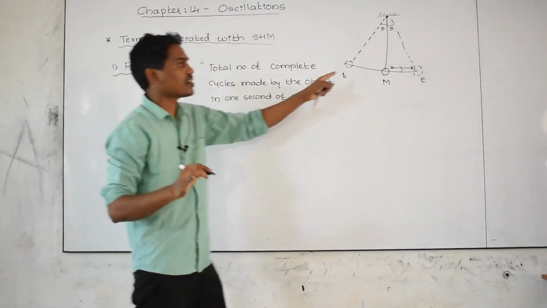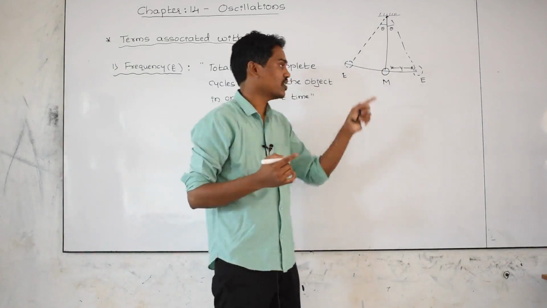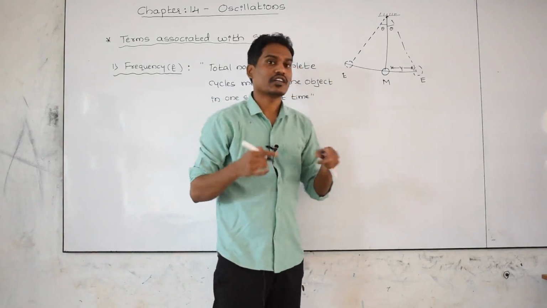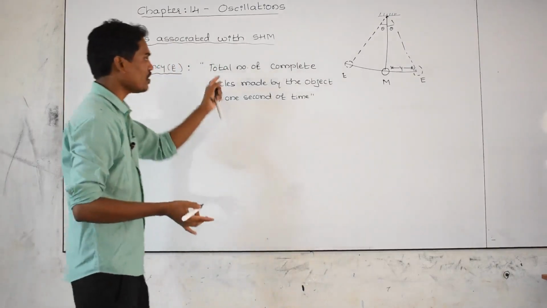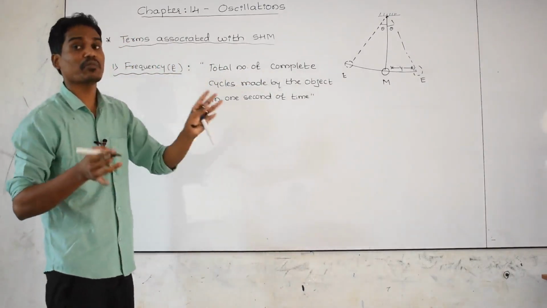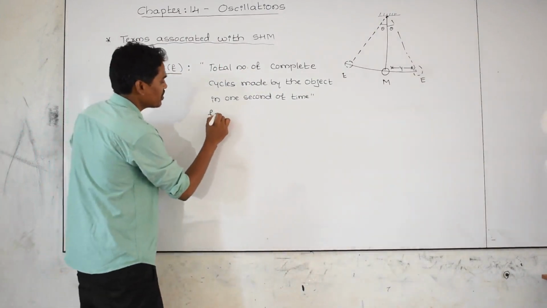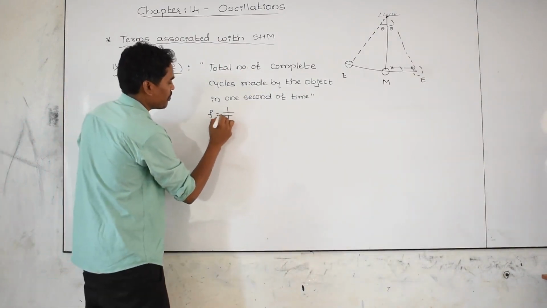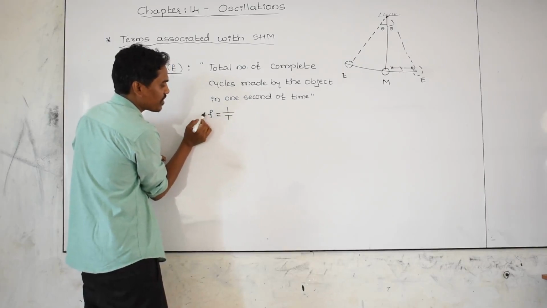If it is completing 2 cycles in 1 second, what is the frequency? 2 Hz. If it completed 10 cycles in just 1 second, what is the frequency? 10 hertz. Total number of complete cycles given by the body in just 1 second of time is called a frequency. The frequency is the inverse of time. With respect to time, total number of cycles is called a frequency.